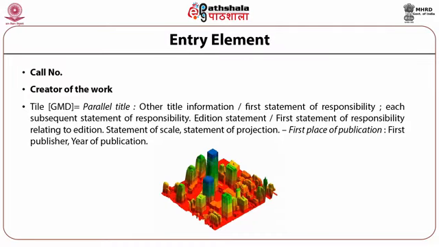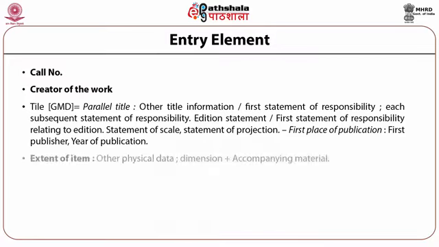Then comes where it is published, then who is the publisher, then when it is published, because the latest date of publication always attracts the readers. Then comes the extent of item. Extent of item means whether it is one atlas, two maps, or three globes. Then comes the dimension. Dimension means whether it is 3 inches or 4 by 3 by 4 inches. Dimension means radius. Plus accompanying material.